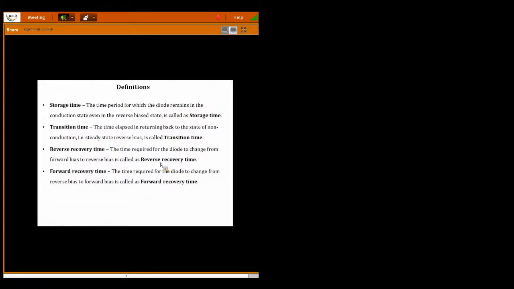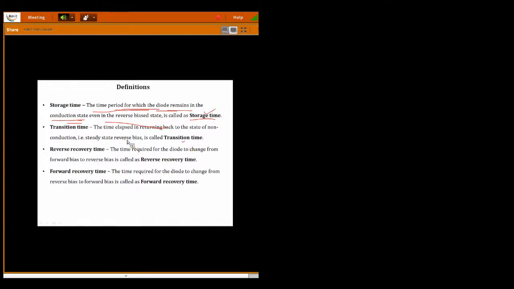Now finally I am concluding with the definitions. What is the storage time? Storage time is the time period for which the diode remains in the conductive state. Remember this. Even though you are changing the polarity from positive to negative, the diode is still in the conducting state for some amount of time because of the large number of minority carriers at the junction. That time is called the storage time. Remember once again, it is the time period for which the diode remains in the conduction state even in the reverse bias state.